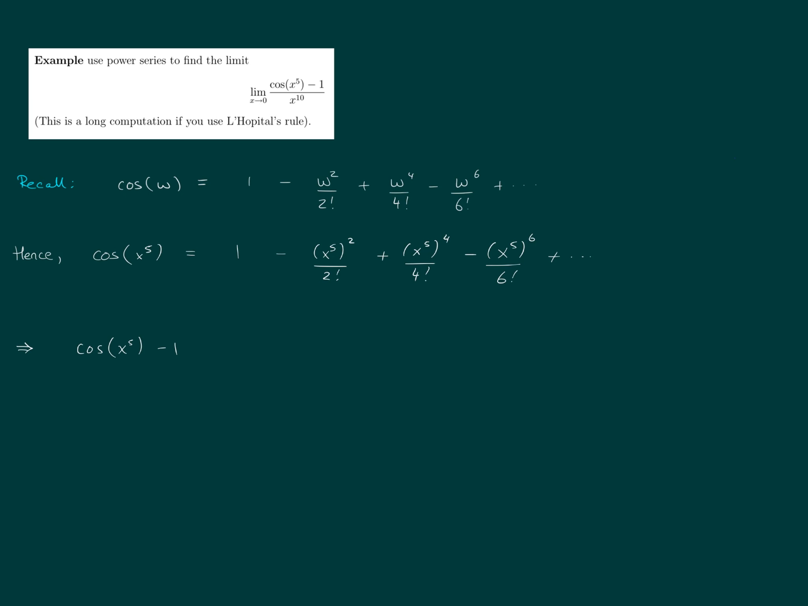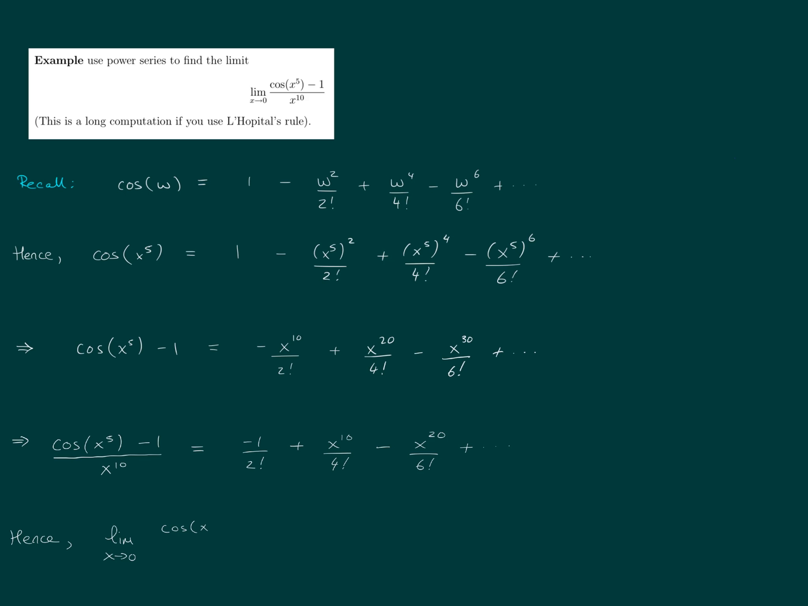So this tells me that if I take away the 1, I kill the first 1. I'm just left with x to the 5, x to the 5 to the power of 2 is just x to the 10. So let's multiply out all the powers. And we're left with this, plus dot dot dot. Now, if I divide across by x to the power of 10, I can see that in the first term I'm just going to be left with minus 1 over 2 factorial plus x to the 10 over 4 factorial plus x to the 20 over 6 factorial plus dot dot dot, higher powers of x.